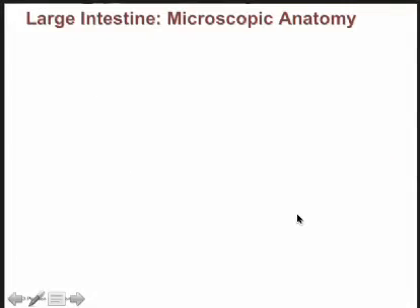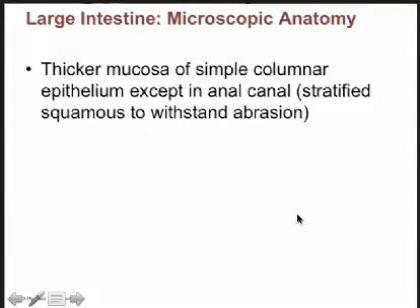If we look at the microscopic anatomy of the large intestine, the thicker mucosa of simple columnar epithelia is found in the anal canal, except towards the end we see stratified squamous epithelia, and that's there primarily to withstand abrasion. So what you see here with the mucosa is a tissue that's going to lubricate the fecal material so it's easier to pass. And any stratified tissue is going to be tougher than its simple counterpart, and as a result is going to stand up better to mechanical stress and strain. And so, again, an excellent design on the part of the body.